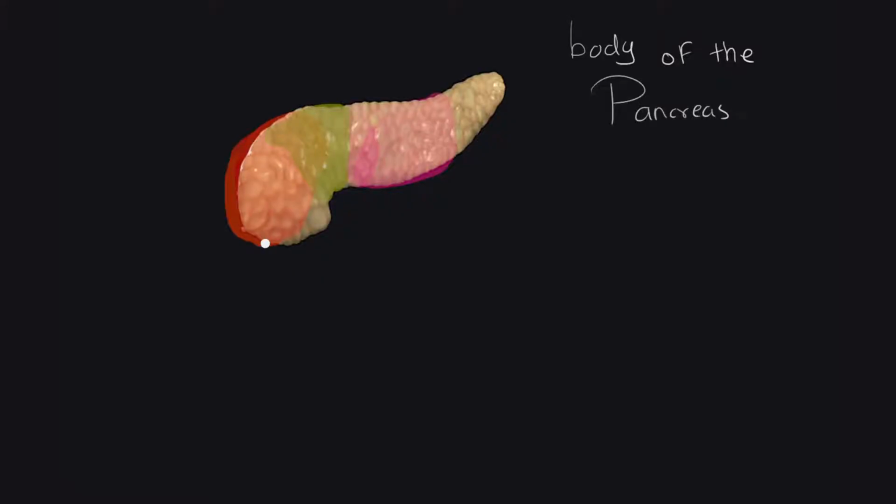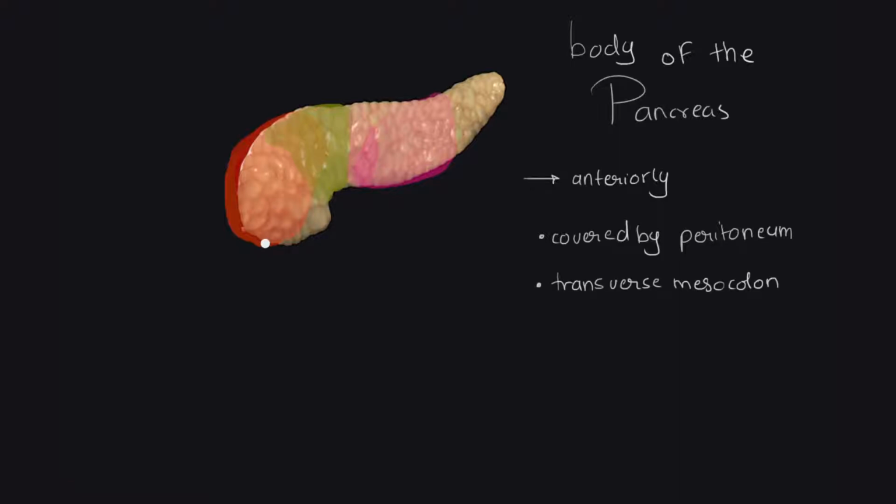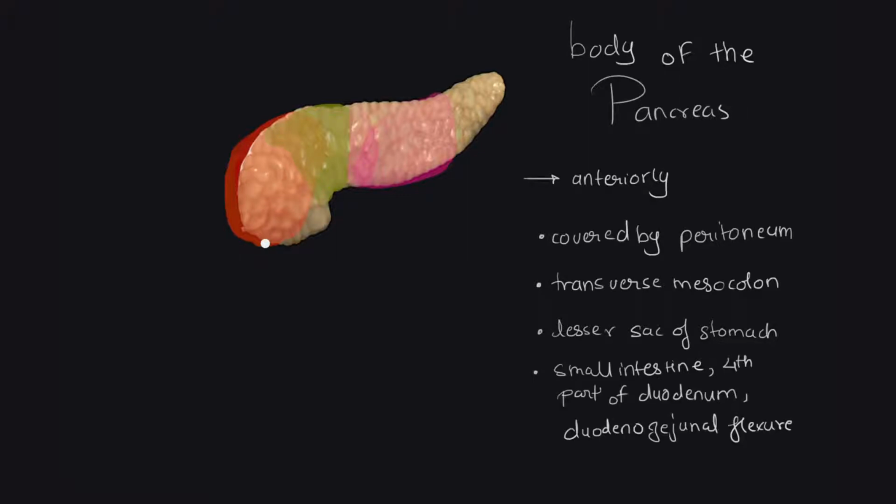The body of the pancreas is the largest part of the pancreas and is in continuity with the neck. Anteriorly it is covered by the peritoneum, but posteriorly it is not covered by the peritoneum. Then anteriorly we can also find the transverse mesocolon. Next, we can also find the lesser sac of the stomach, and lastly, the small intestinal tract. In the small intestinal tract, the closest part to the anterior part of the pancreas includes the fourth part of the duodenum, the duodenojejunal flexure, and lastly, the coils of the jejunum.